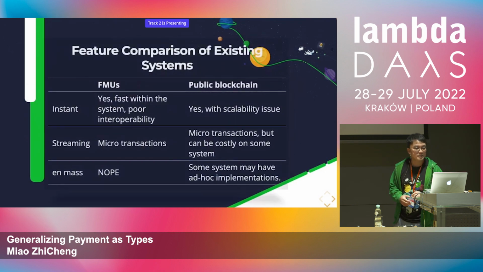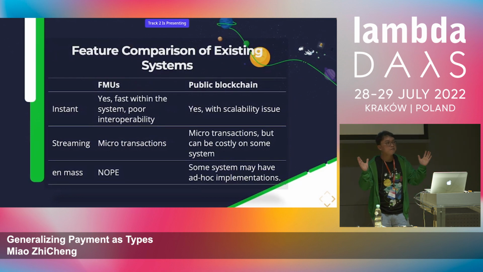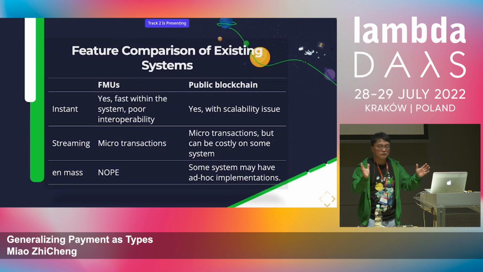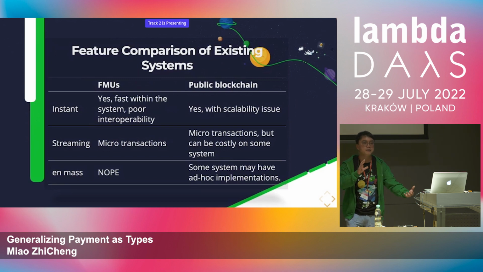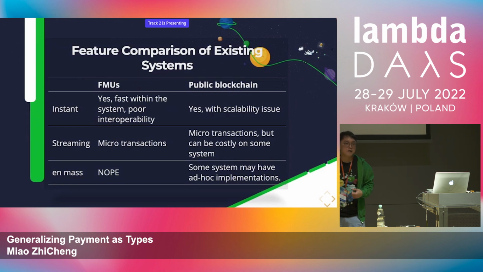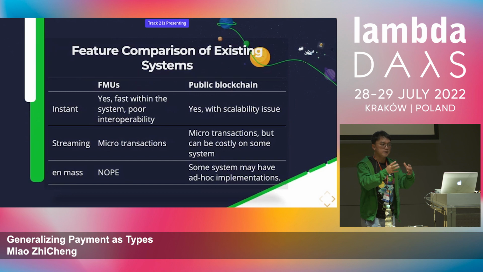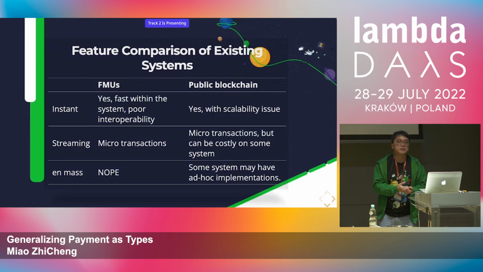So let's see how they cope with this, right? Instant payment. For the FMUs and for the public blockchain, they can handle, right? For the FMUs, usually quite fast within the same system, but it's kind of getting poor when you need to do interoperability, right? So if you send euros to United States or South America, you're going to experience the poor interoperability, right? So sometimes it's almost impossible.